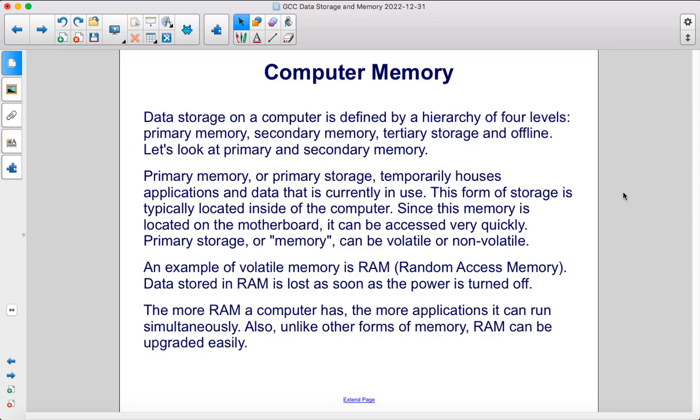Primary storage or memory can be volatile or non-volatile. An example of volatile memory is RAM, random access memory. Data stored in RAM is lost as soon as the power is turned off. The more RAM a computer has, the more applications it can run simultaneously. Also, unlike other forms of memory, RAM can be upgraded easily.